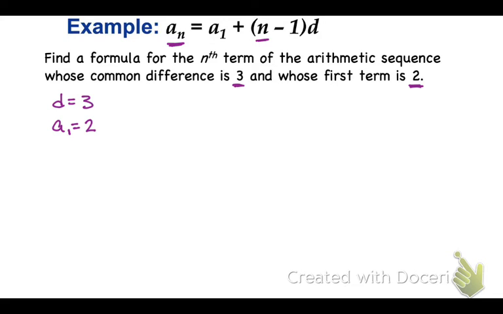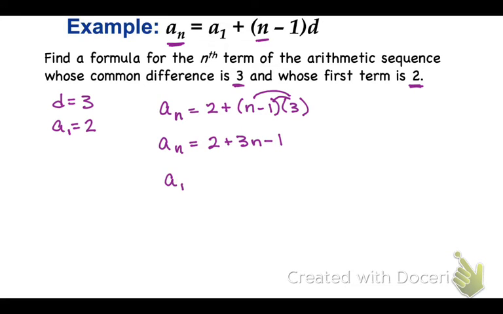Okay, so what do I do with my d and my a sub 1? Plug it in. So a sub n equals 2 plus n minus 1 times 3. So I have to simplify that. How would I simplify that? Distribute my 3. a sub n equals 2 plus 3n minus 1.